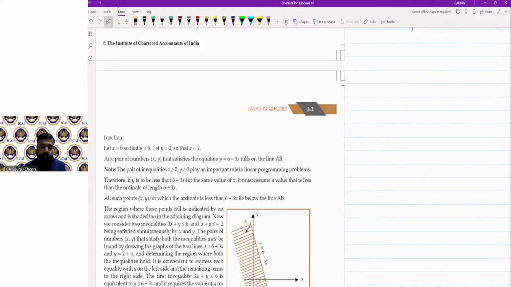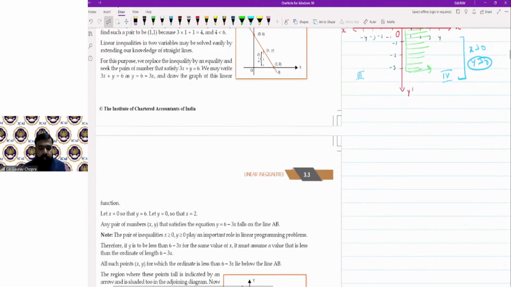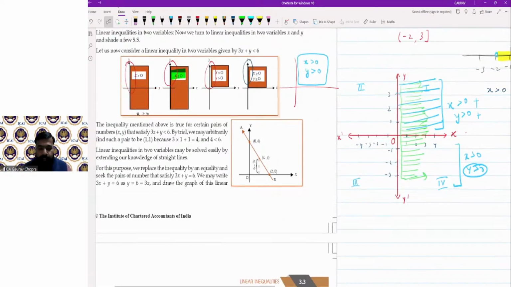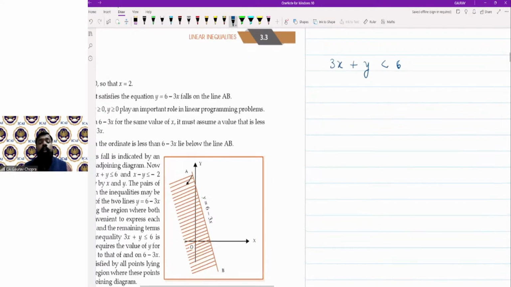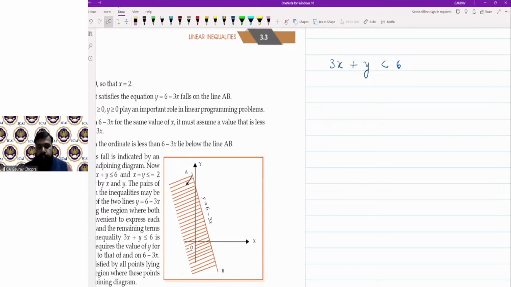Now comes the next situation. There is one inequality like 3x plus y less than 6. Now, how to draw this on a graph paper? For drawing, we have to find out the coordinates first. Now, how to find the coordinates? First of all, we will convert this into equality. The first step is convert inequality into equality, and after that, find out the values of x and y.